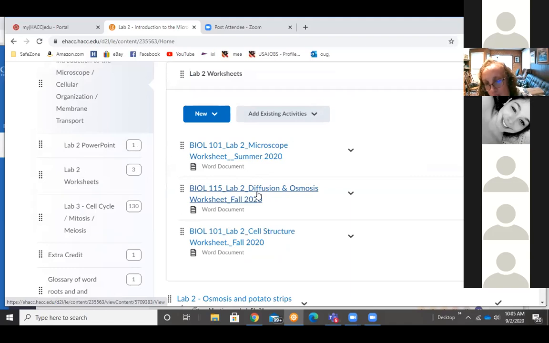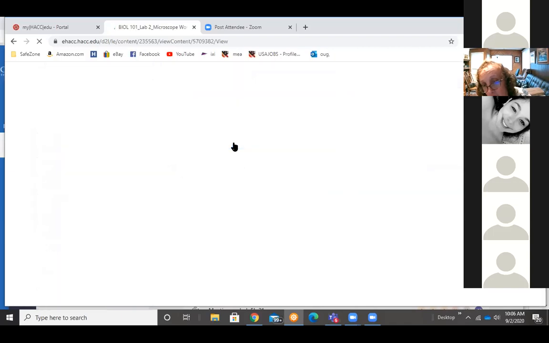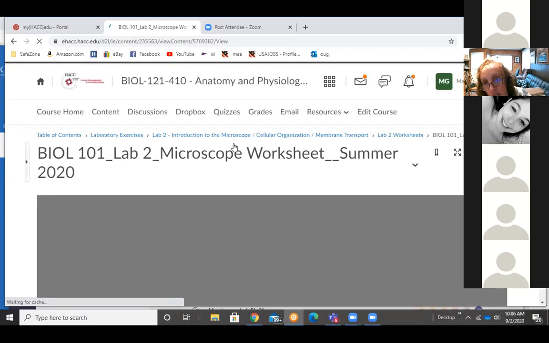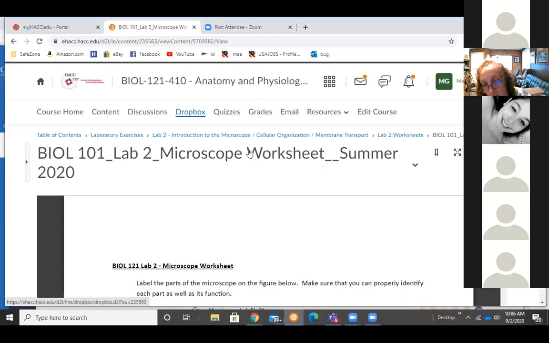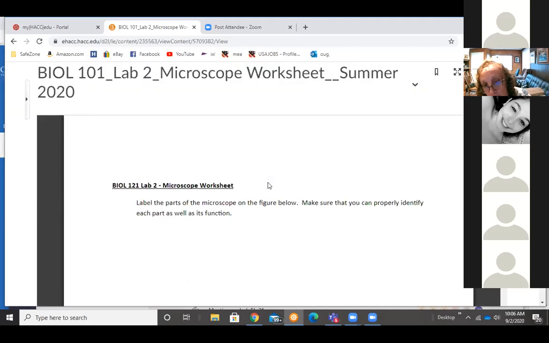You can print, I personally would type them out, and you're going to submit these to me. So you're going to email these to me. Actually, you know what? I'll probably put a Turnitin option. I'll develop a Turnitin option on the Dropbox here and have you submit them there.